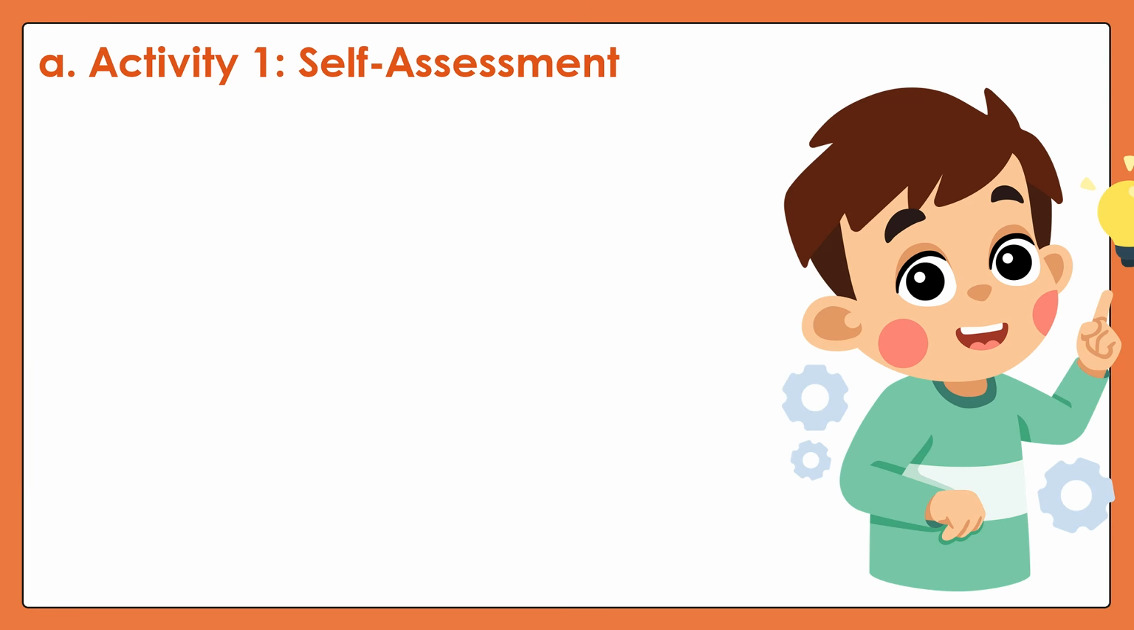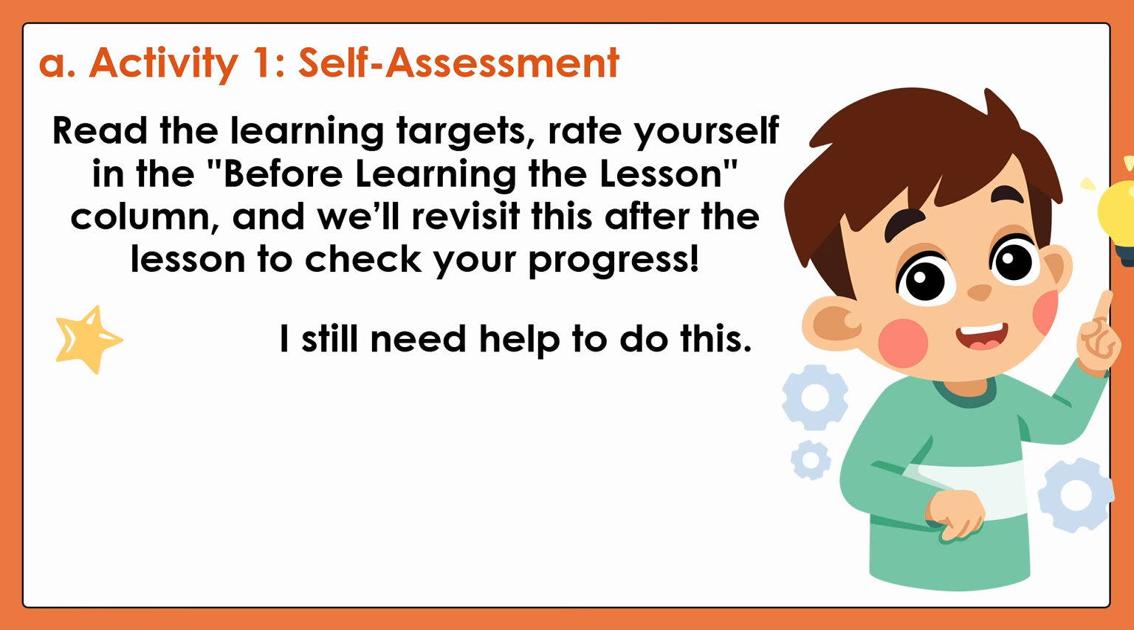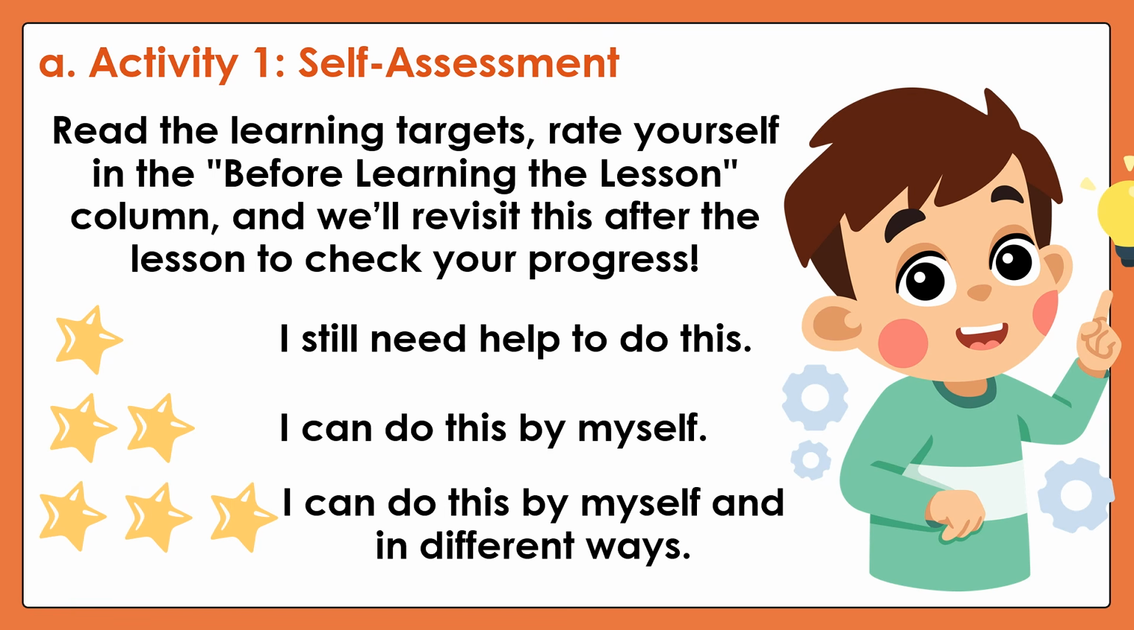Activity number 1, self-assessment. Read the learning targets. Rate yourself in the before learning the lesson column, and we'll revisit these after the lesson to check your progress. Draw 1 star if I still need help to do this. 2 stars if I can do this by myself. 3 stars if I can do this by myself and in different ways.